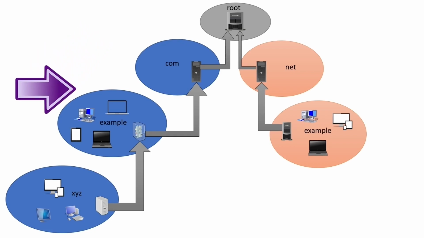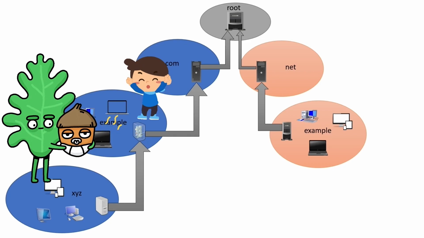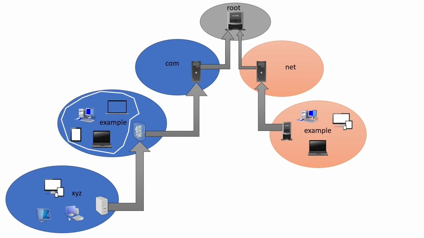In this domain tree, we have 3 domains in one branch and 2 domains in another branch. The example domain is the parent of the XYZ domain and child of the CALM domain. We need to create host records for these resources in the zone file of this domain. We will create host records for these resources in the zone file of this domain. Same way, for these resources, we will create host records in the zone file of this domain. Since the XYZ domain is the child domain of the example domain, we need to create a host record for the XYZ domain's nameserver in the example domain's zone file.